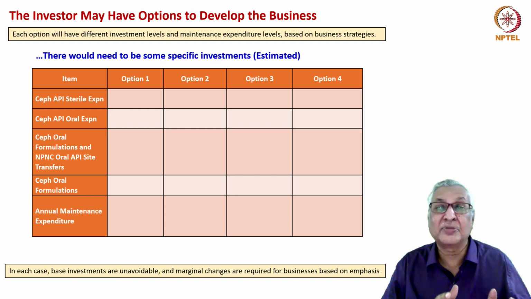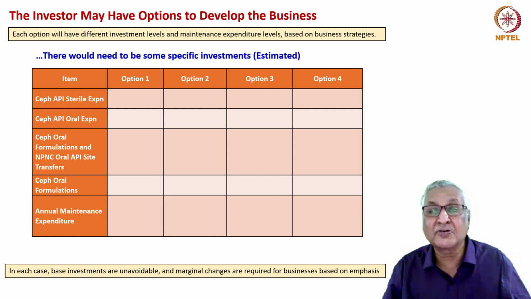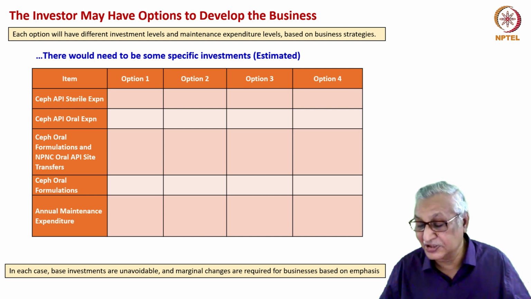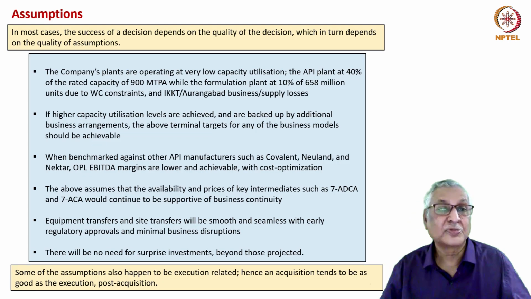And as we said, the investor may have options to develop the business. I talked about four different options, and the investor would look at certain specific investments that are required for each of the options. And although the base investments are unavoidable and marginal changes may be required based on the emphasis under different options, care has to be taken to see that no additional surprise investments exist. Estimated revenue and EBITDA projections, even at a very gross level, are important to see which option would be better. And that should cover revenue, expenses, EBITDA, and EBITDA percentage at the minimum.